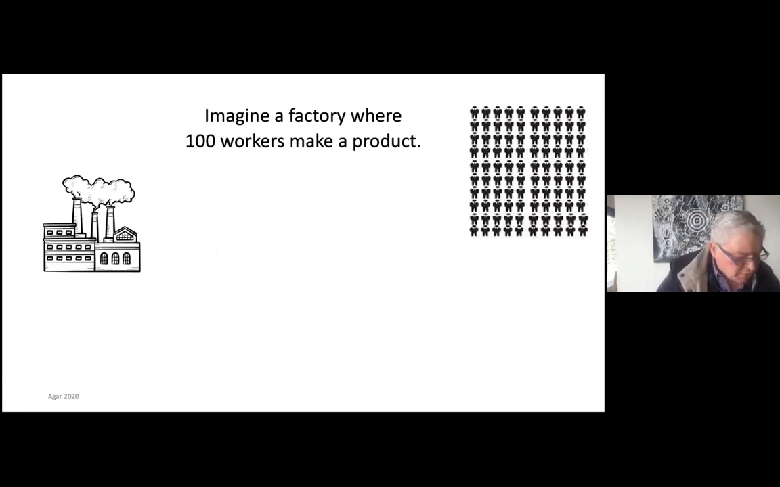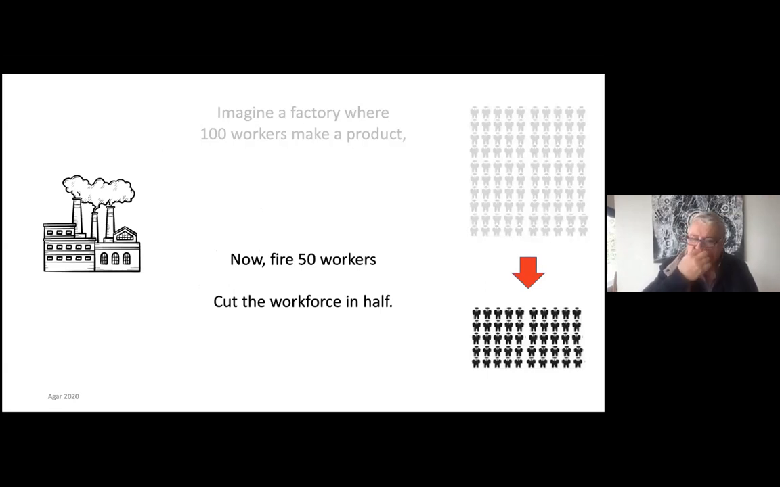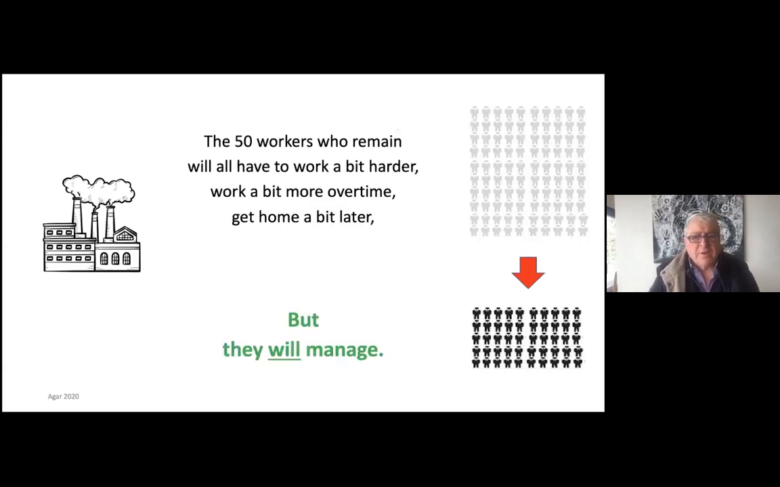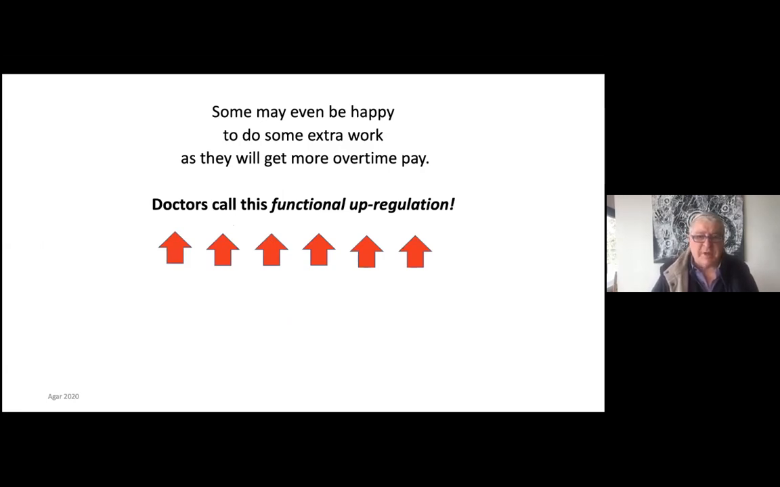So let's imagine a factory where you've got 100 workers making a product. You've got a kidney with an eGFR of 100. Now, let's say you fire 50 of those workers. You cut the workforce in half. You halve your eGFR from 100 down to 50. The remaining workers, the remaining 50% of workers, will have to work a bit harder. They might do a bit of overtime. They might get home a bit later, but they'll manage, they'll cope. Indeed, some may even be happy to do some extra work as they will get more overtime pay.